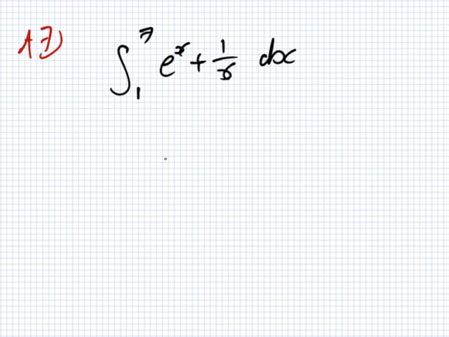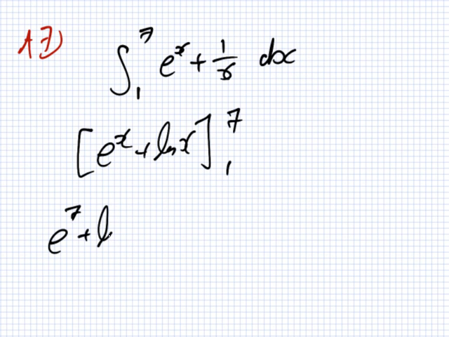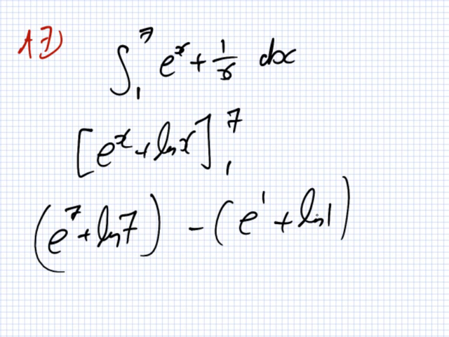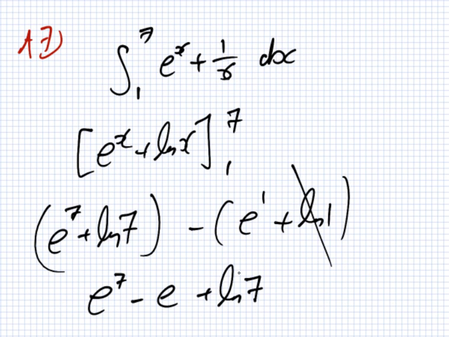A7. Integrate from 1 to 7 of e to the x plus 1 over x dx. So this would be e to the x plus log x, from 1 to 7, which would be e to the 7 plus log 7 minus e to the 1 plus log 1. Log 1 is 0, of course. So e to the 7 minus e to the 1 plus log 7.